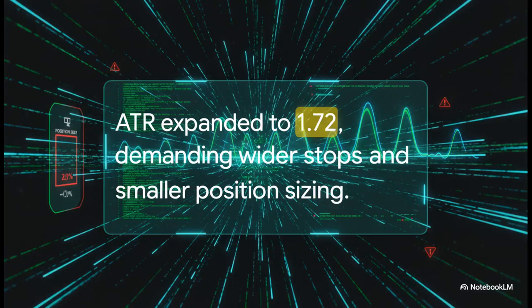And this brings us to a huge risk warning from the technical agent. The average true range, or ATR, expanded massively to 1.72. The exact trading implication here is critical for risk management. A volatility spike of this magnitude means you simply cannot use tight stops, or you will get whipsawed right out of your positions. To survive this market noise, the agents mandate that you must use wider stops, and because of that, you absolutely must size your positions much smaller than normal.